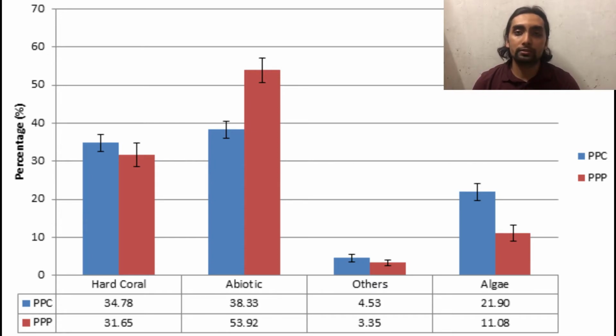The next graph is the abundance result for both areas. The high abundance of abiotic is mainly caused by a tropical storm that hit the South China Sea early in the year. This storm caused a lot of damage in its passage.